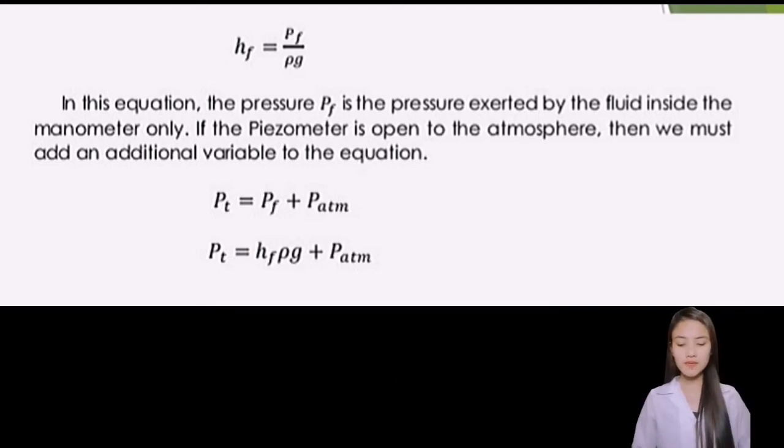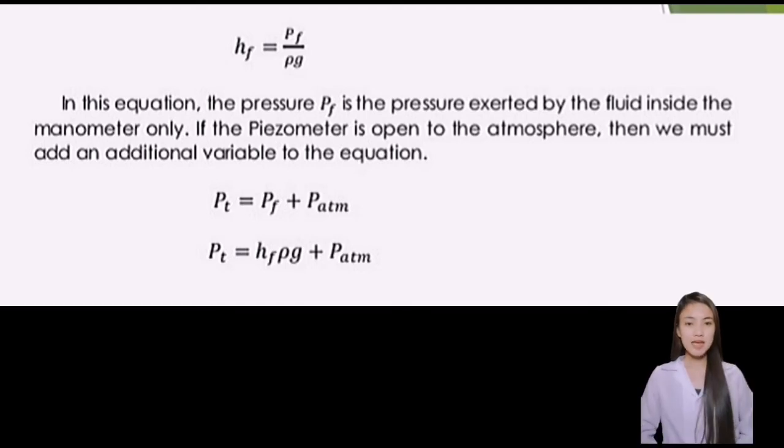So, HF or height of a fluid is equal to pressure of a fluid, pressure exerted by the fluid, over density and gravity. At dahil nag-add tayo ng isang variable, ito ang gagamitin nating formula to solve the problem. PT is equal to PF plus P atmosphere. PT is equal to HF ρg plus P atmosphere. So let's substitute.